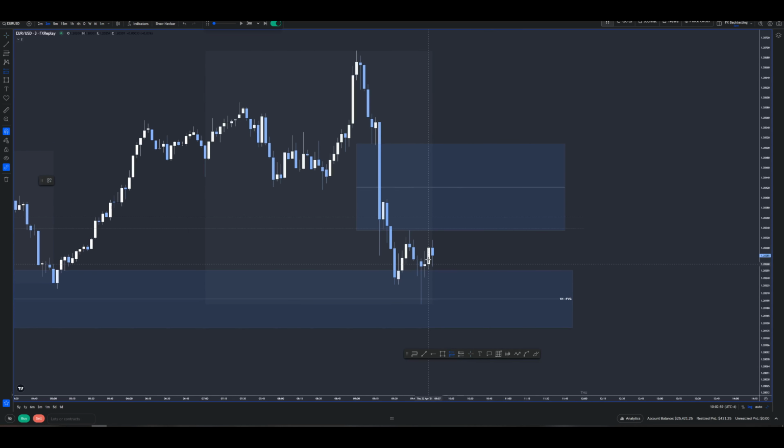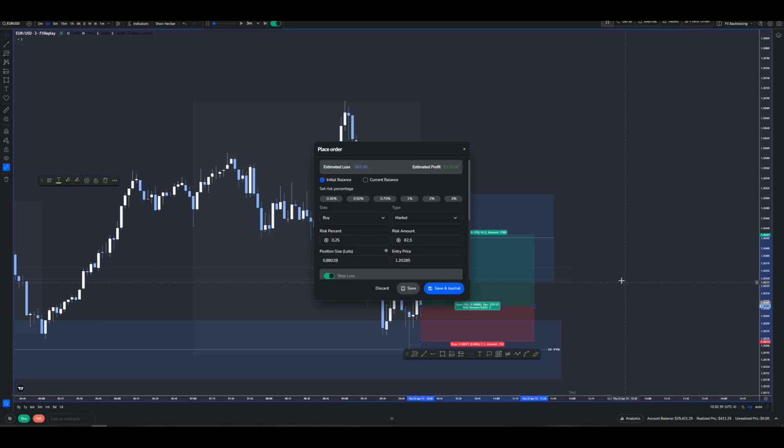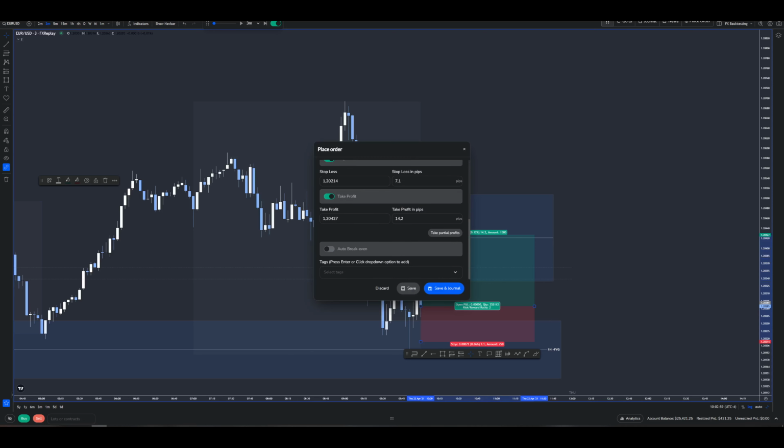Price is closing in the upper half of this fair value gap. So yeah, why not? Let's take this long right here and give it some room. Let's give it something like this, just based on my feeling. Just something like that. Okay.